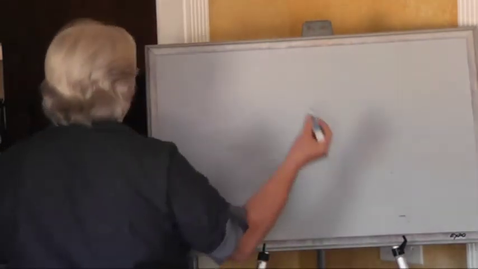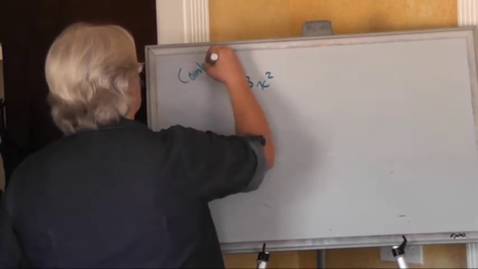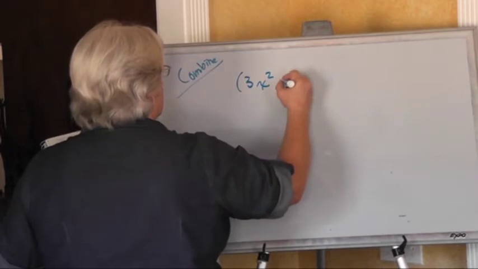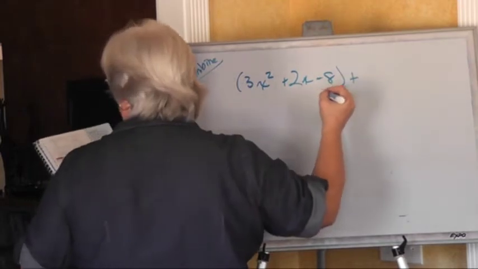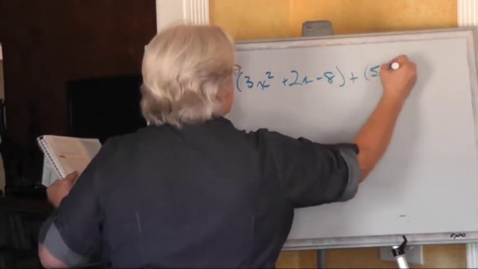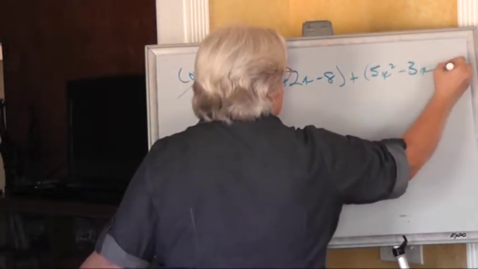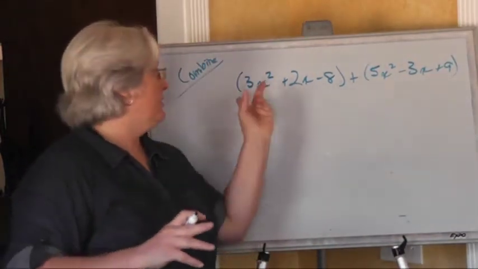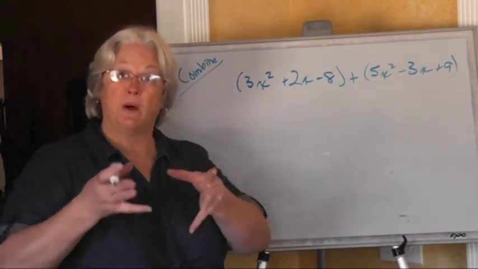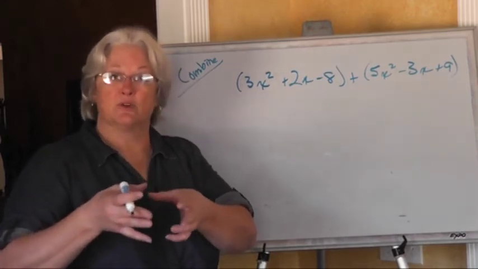And our next example says, let's combine 3x squared plus 2x minus 8 with the quantity 5x squared minus 3x plus 9. Now you do have to remember order of operations, which tells us that when you have parentheses being used to group items together, you have to perform whatever operations are inside those parentheses first.